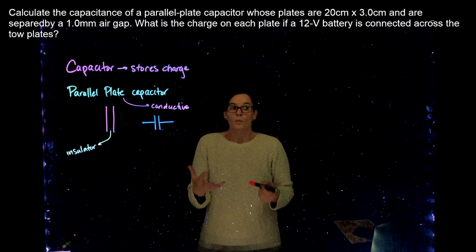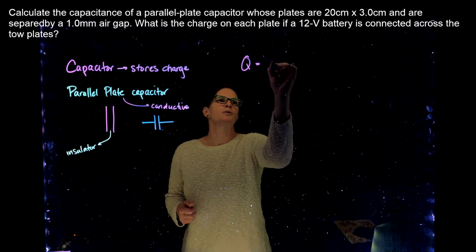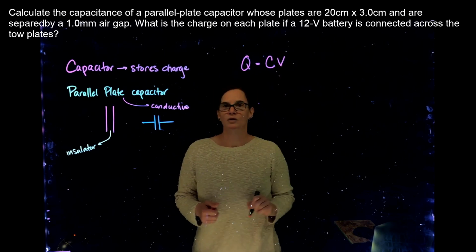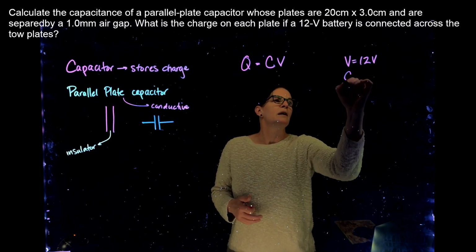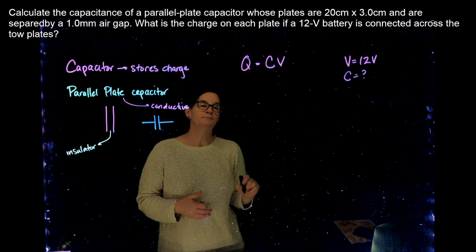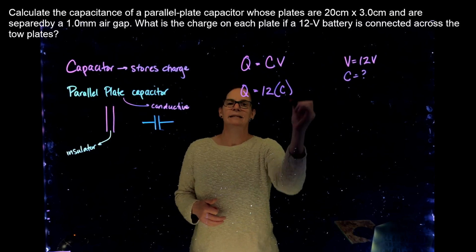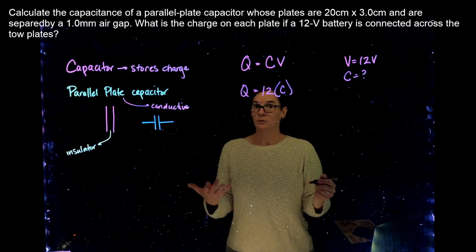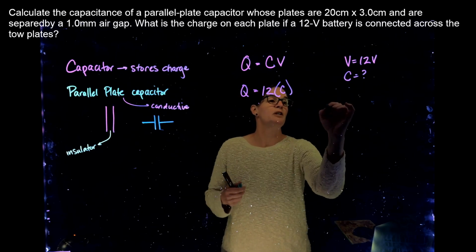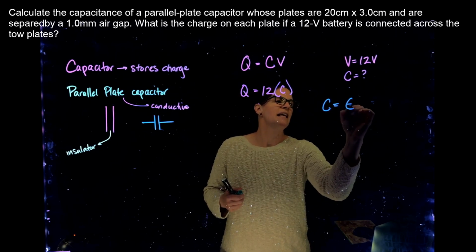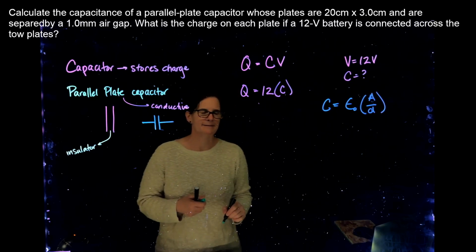So we're going to start where the physics is asking us. The charge, remember, on a capacitor is equal to the capacitance times the voltage. So I'm given that the voltage is equal to 12 volts. I do not know what the capacitance is. So I'm left with the charge is equal to 12 times C. So we need C. Because we're using a parallel plate capacitor, we are going to look at the capacitance relationship that we know for a parallel plate, which is epsilon naught times the area divided by the separation distance.